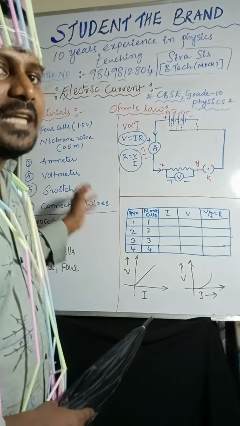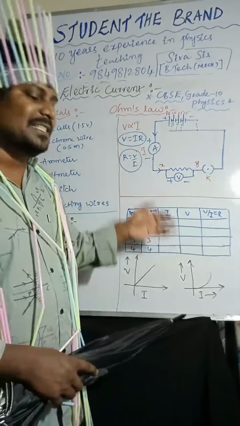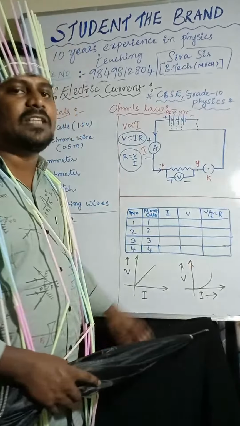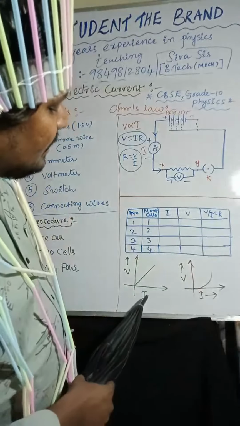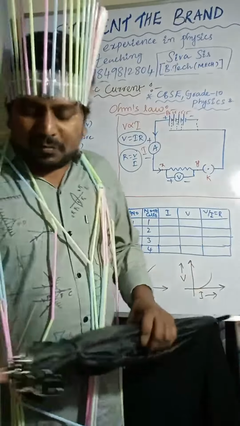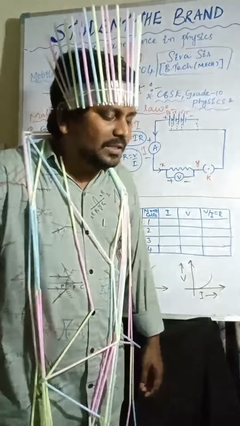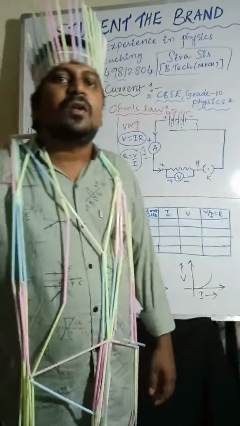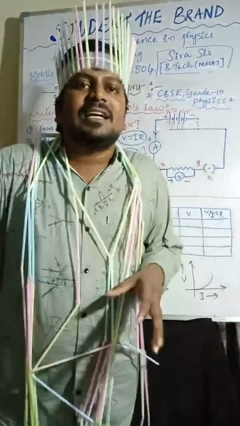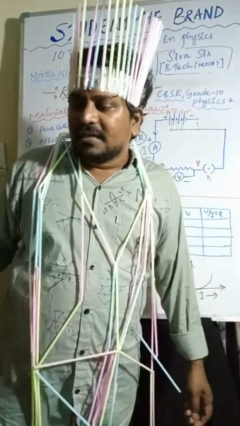Ohmic conductor means the substances which obey Ohm's law. Those are called ohmic conductors. The substances which do not obey Ohm's law, those are called non-ohmic conductors. For ohmic conductor, the graph is linear. For non-ohmic conductor, the graph is curve. Okay. I hope it is very clear.